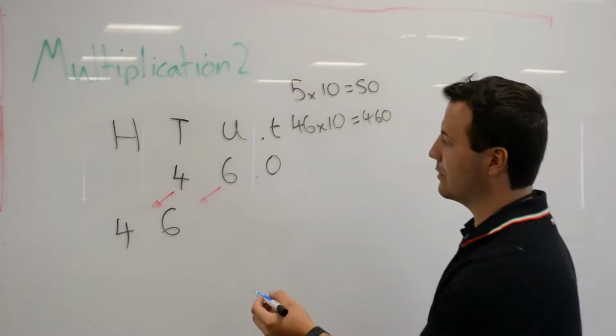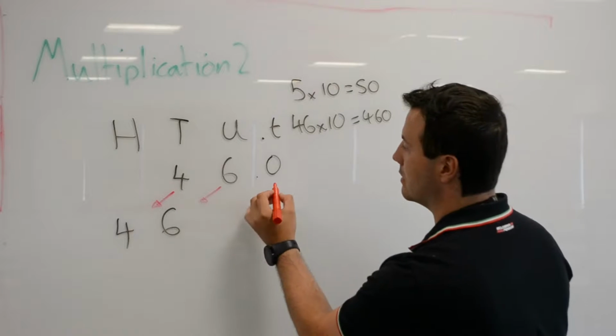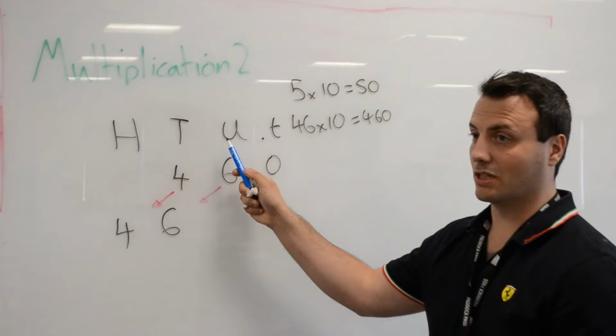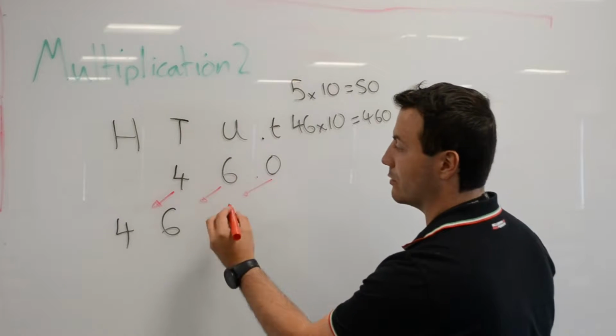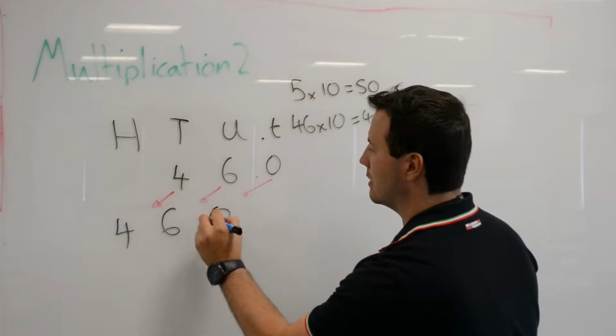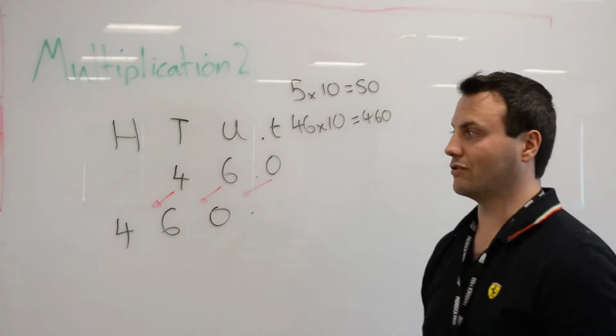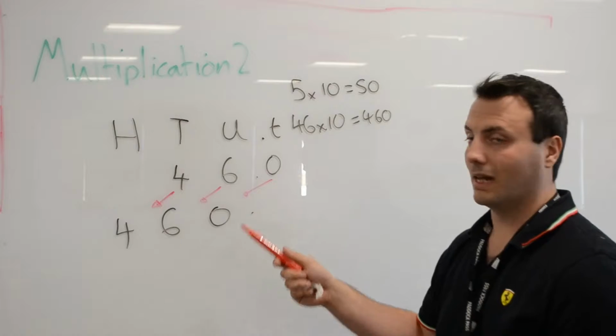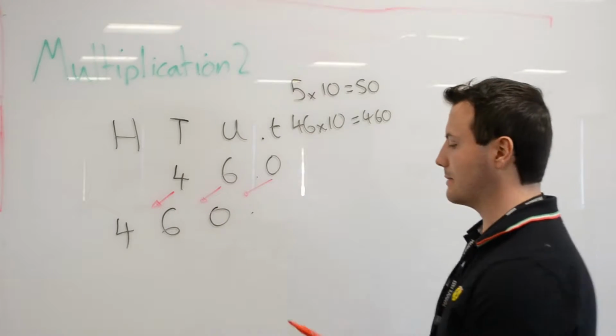So the exact same thing happens. The 0 gets moved across, because a tenth times by 10 then becomes a unit. So that 0 moves down to here. And our answer is there, 460. So this same principle allows us to get rid of decimal places.